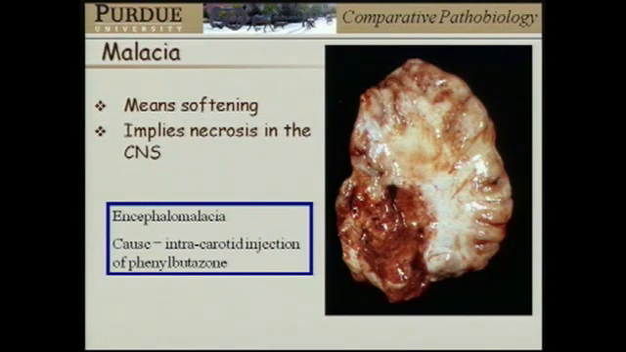It might be a little bit better to say it's cerebral encephalomalacia. In this case, it's both polio and leuco, so you wouldn't need to specify that. And the cause in this case was an accidental intracarotid or intra-arterial injection of phenylbutazone.